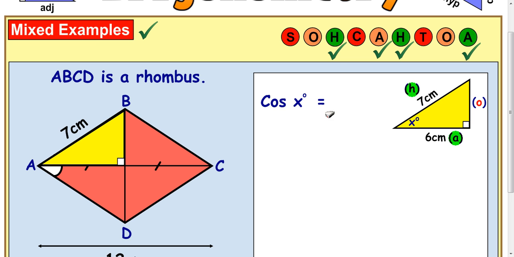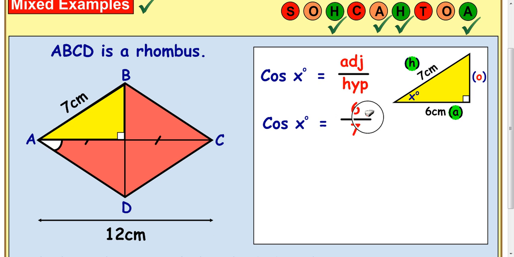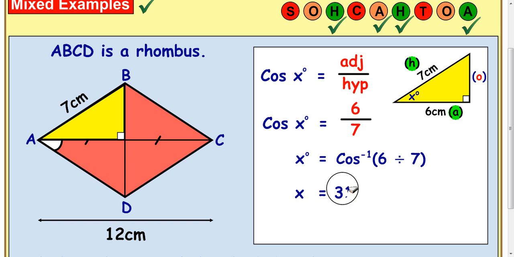And, well, you suppose you could call it BAC if you wanted to, but I would just call it an x for simplicity. So cos is equal to adjacent over hypotenuse. Fill in the information. You know the adjacent is 6 and the hypotenuse is 7. So cos x is 6 over 7. And remember, to work out x, you do 6 divided by 7 and an inverse cos. So inverse cos 6 divided by 7, and if you type that into your calculator with the brackets, you will get 31 degrees.